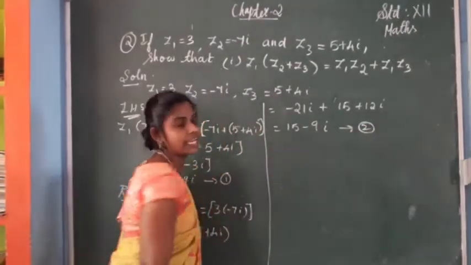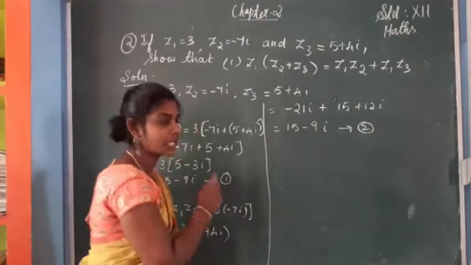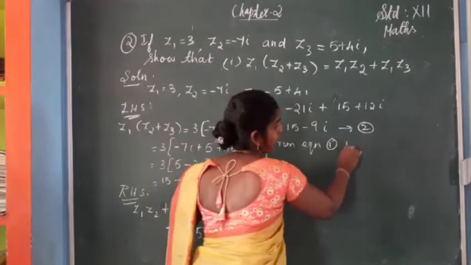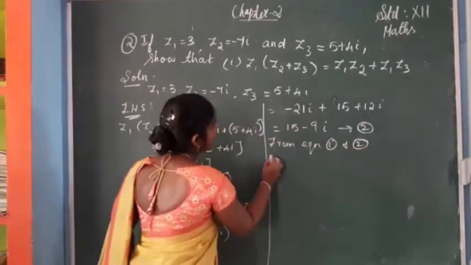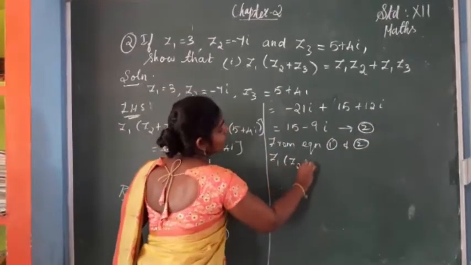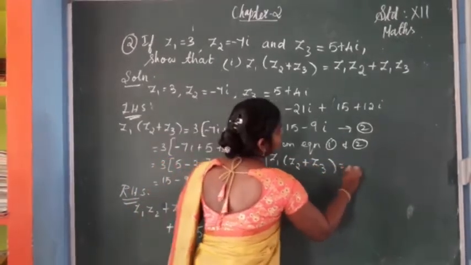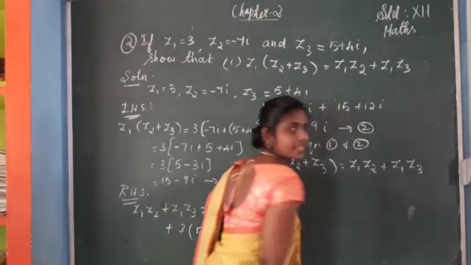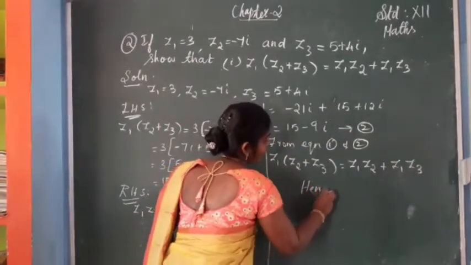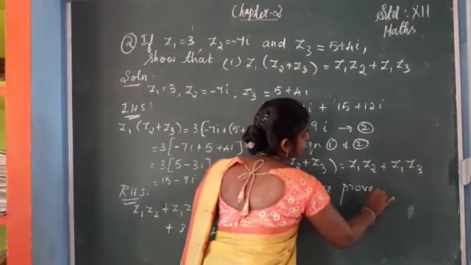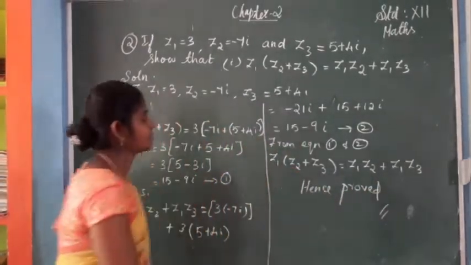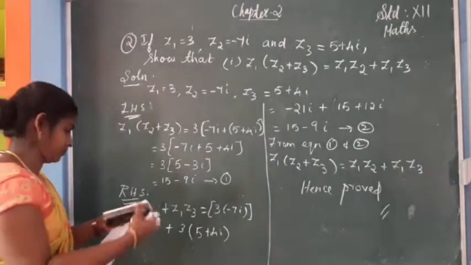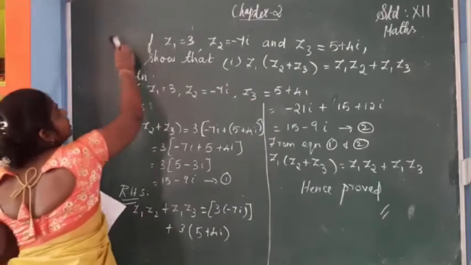From 1 and 2, hence it is verified. Both the values are equal. From equation 1 and 2, z1 into z2 plus z3 is equal to z1 into z2 plus z1 into z3. Hence, proved. So this is the answer. Third question.